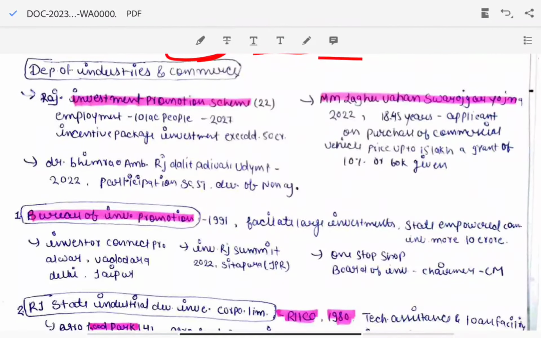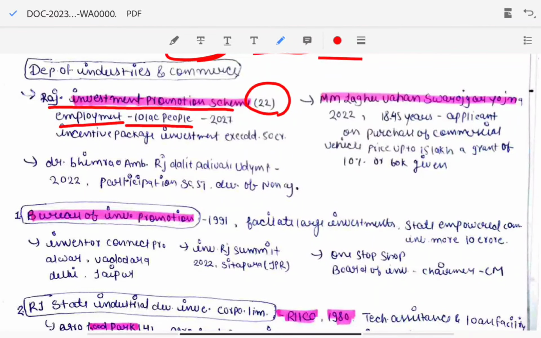Then development of industries and commerce. There is the Rajasthan Investment Promotion Scheme of 2022. It is basically for increasing the employment of 10 lakh people by the end of 2027, and in which there will be incentive packages for investment and so on.